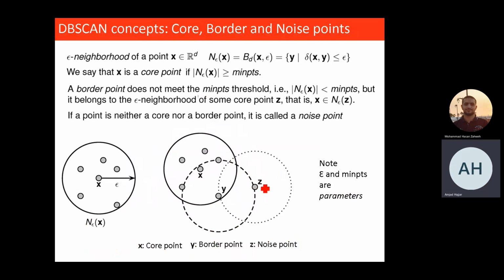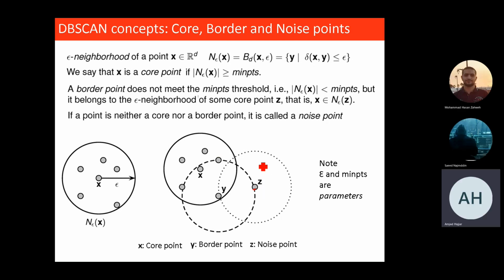Finally, if I take Z, here is a noise point. Why do I say it's a noise point? Because it's not a core point and it's not a border point. It comes isolated: it's not a core point, there aren't enough points in its neighborhood, and it's not even a border point, meaning it's not in the neighborhood of X or any other core point that would let us say it belongs to it. So I consider that Z is a noise point.